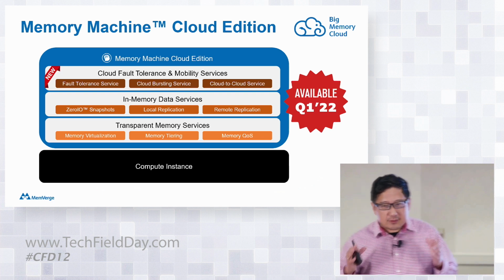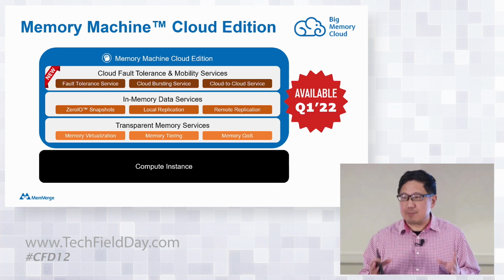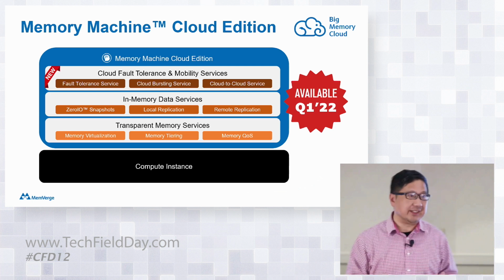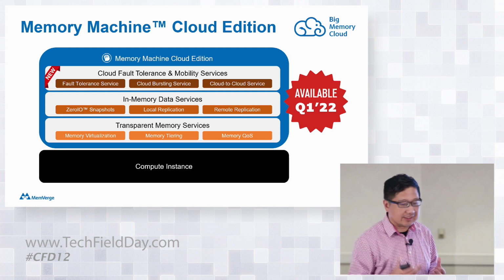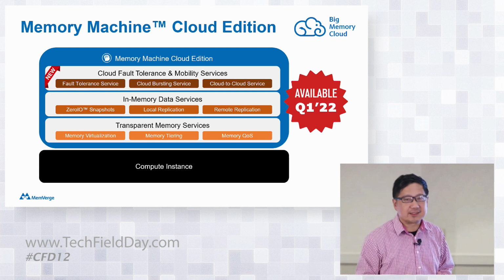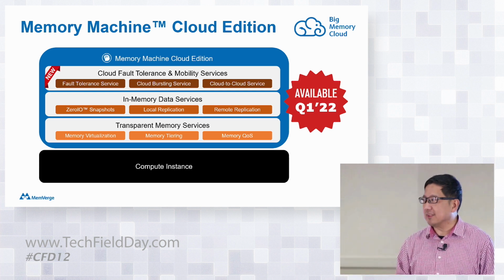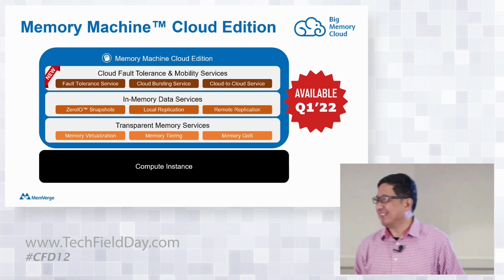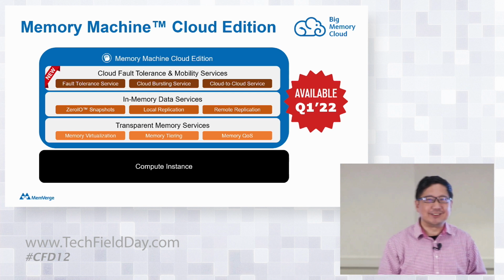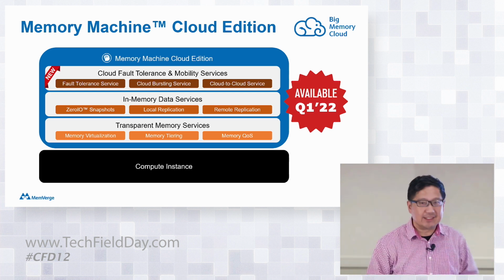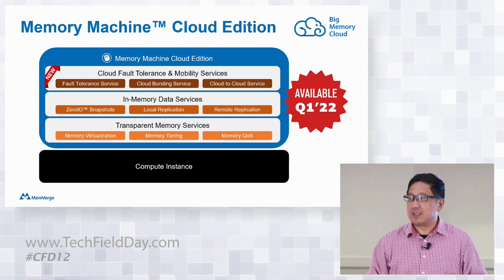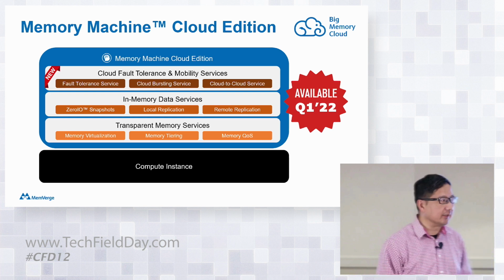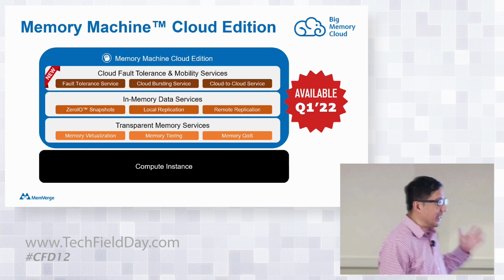The product that has come out is a new edition of our Memory Machine product called Cloud Edition. Memory Machine has been shipping for over a year. It was launched in September last year, and soon after we did our first Tech Field Day presentation to introduce the Memory Machine technology. This is a natural evolution of that product, made deployable on the cloud. And this is in beta today.